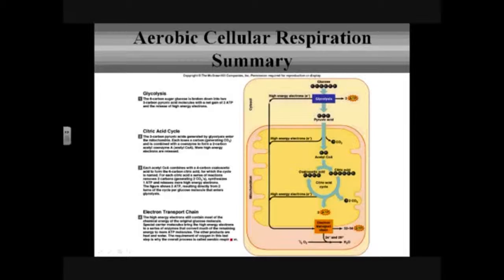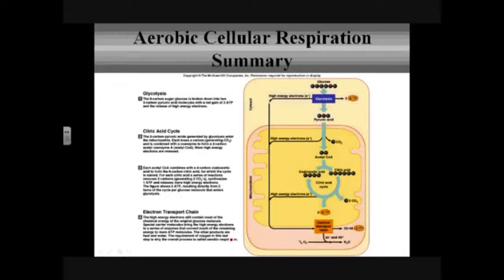Each acetyl-CoA combines with a 4-carbon oxaloacetic acid to form the 6-carbon citric acid, for which the cycle is named. For each citric acid, a series of reactions removes 2 carbons, generating 2 CO2s, synthesizes 1 ATP, and releases more high-energy electrons. The figure shows 2 ATP resulting directly from 2 turns of the cycle per glucose molecule that enters glycolysis. Because remember, I'm adding this in, sorry. Remember, when glucose splits into 2 pyruvic acids, each pyruvic acid has to have its turn in the citric acid cycle, so it really occurs twice for every 1 glucose.